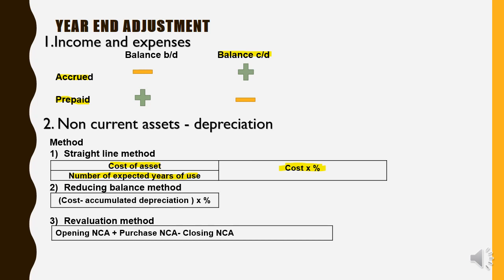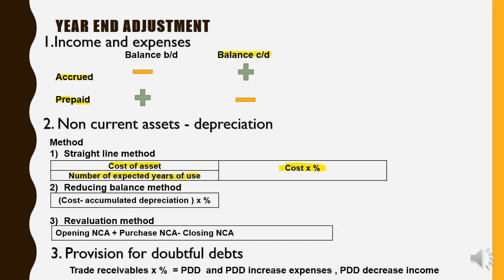Okay, the third year-end adjustment is provision for doubtful debt. What's the formula to calculate provision for doubtful debt? You take trade receivable times the percentage, you'll get the provision for doubtful debt. I normally call that PDD. And remember, if the PDD increases, that is your expense. If your PDD decreases, that's your income.